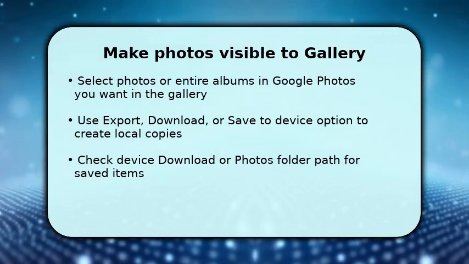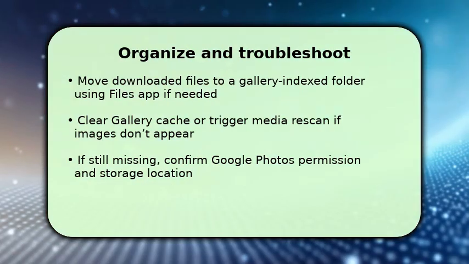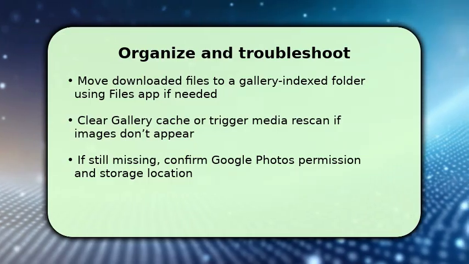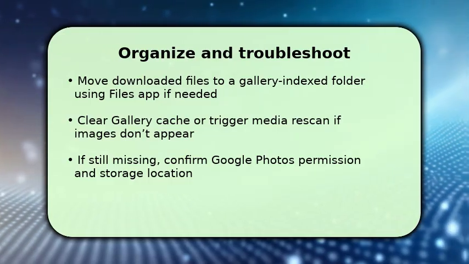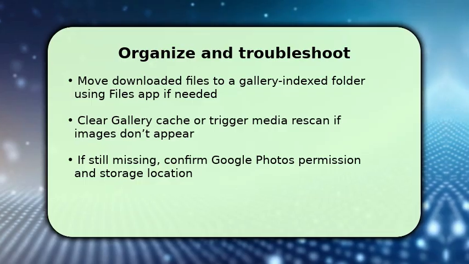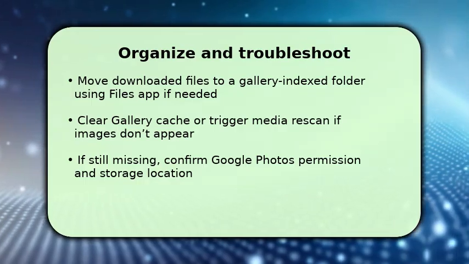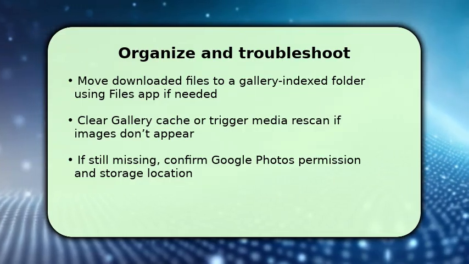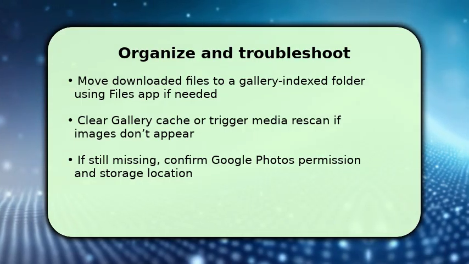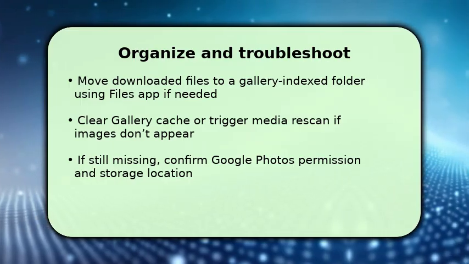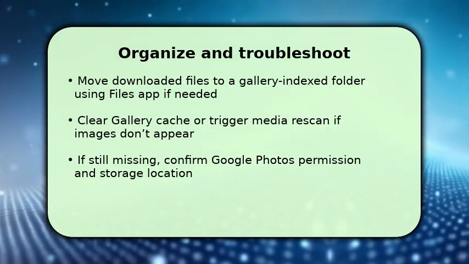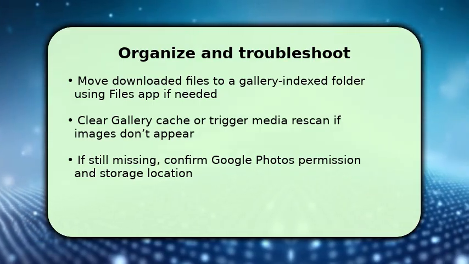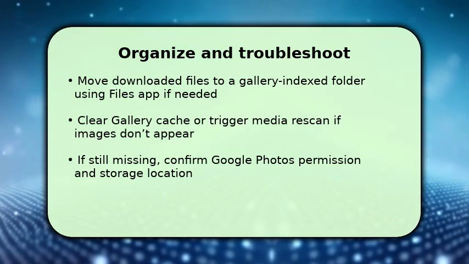Finish by placing items where the gallery expects them. Open Files, move downloads into the Pictures or DCIM folder, and create an album folder for easier access. The gallery will pick these up. If images don't appear, clear the Gallery app cache or reboot the device to trigger a media rescan. If problems persist, double-check Google Photos storage permission and that you downloaded originals rather than shortcuts. Fixing permissions or re-downloading typically resolves the issue so your photos show up in Gallery reliably.